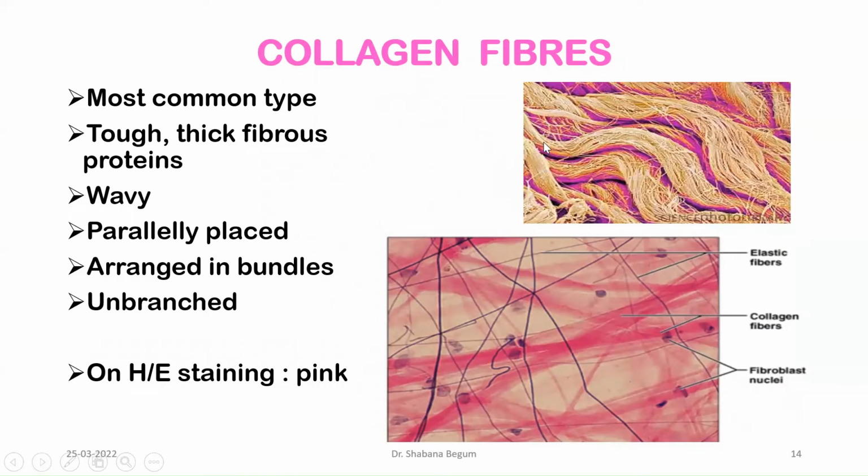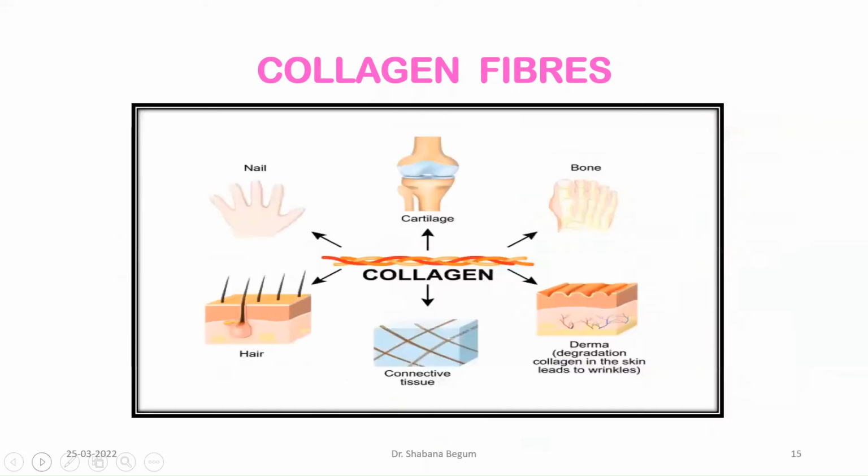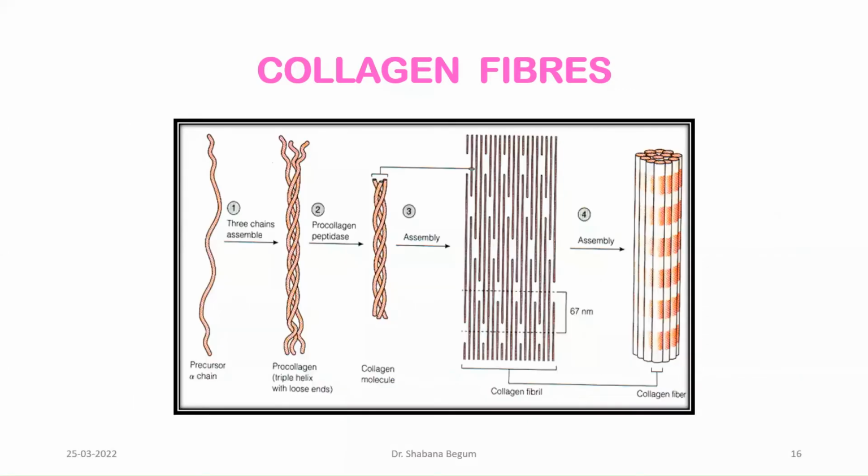It consists of thick, wavy bundles arranged almost parallelly, and it is unbranched. On HE staining, it takes pink stain. The collagen fibers are present in the skin, hair, nail, cartilage, bone, etc. Let us learn about the synthesis of the collagen fibers in very brief.